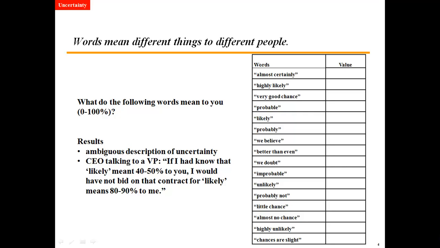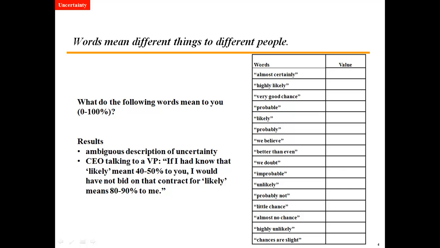Words mean different things to different people. What do the following words mean to you? If you were to take a few moments and write down what almost certainly means to you, highly unlikely, very good chance, probably, likely, probable, we believe, etc., and we were to compare this in our class, you'd find that there'd be overlap, for example, between highly unlikely and probably likely. So there would be overlap on what these words mean to people.